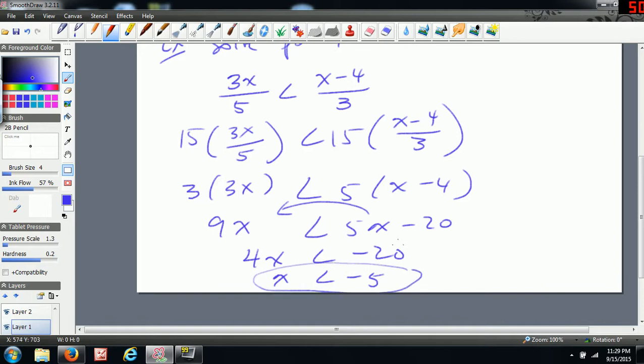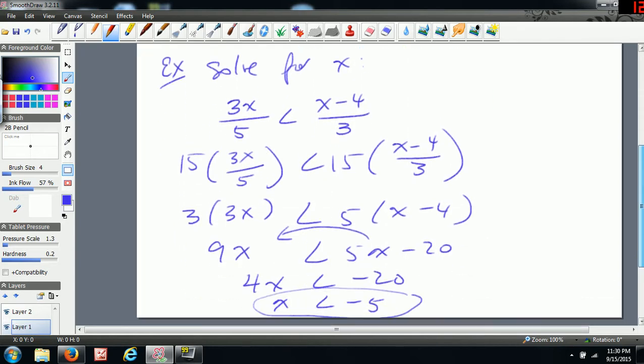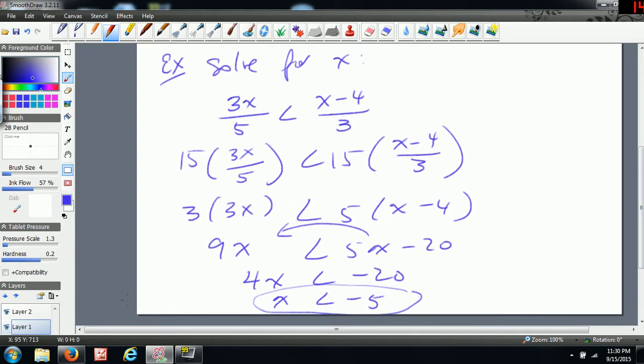So solving it the same way as if we had an equal sign here, we just imagine it to be an equation, but of course it's not. So you end up with an inequality at the end. Okay? So that's that one. And it's the same thing for other examples.